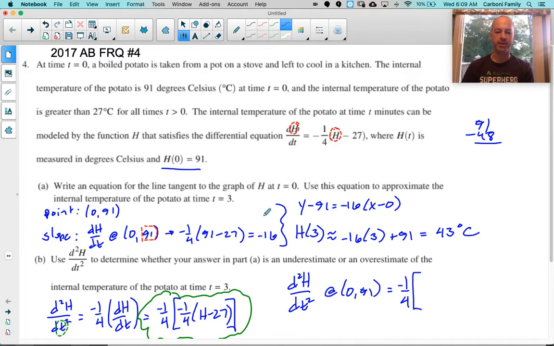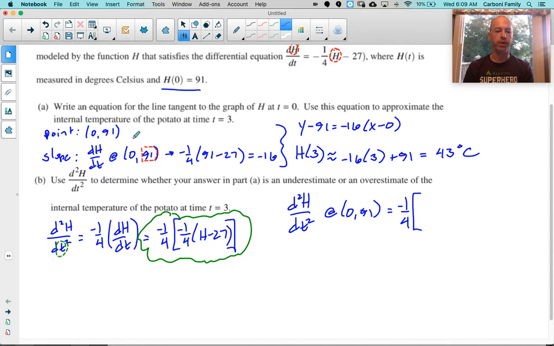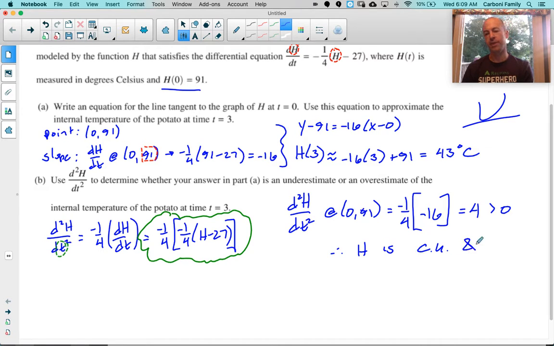Okay, my thought process was I'm going to plug in part A, we found that dh/dt was negative 16, so I was going to plug negative 16 in here to get a value of 4. That is a positive value, which means that at that point, the curve is concave up. And if your curve is concave up, then a tangent would lie below the curve, giving you underestimates. So that would mean part A is an underestimate.